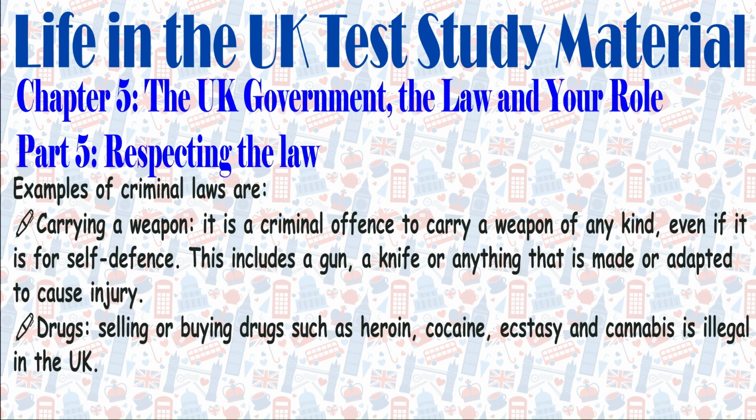Examples of criminal laws are carrying a weapon. It is a criminal offence to carry a weapon of any kind, even if it is for self-defense. This includes a gun, a knife or anything that is made or adapted to cause injury. Drugs. Selling or buying drugs such as heroin, cocaine, ecstasy and cannabis is illegal in the UK.